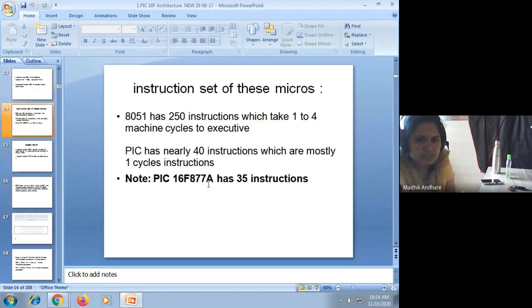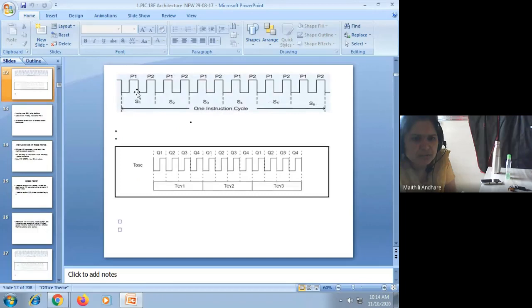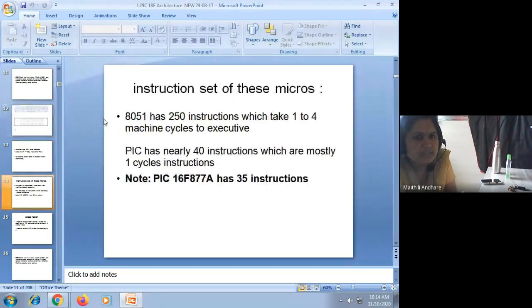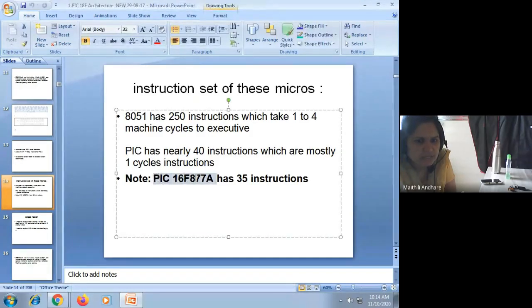This is already studied in the 8051 microcontroller. In the 8051 microcontroller, the clock pulse is divided by 12, so we always do the calculation as crystal frequency divided by 12. Here it is divided by 4. So PIC18F8, this is a series of the PIC family, has only 35 instructions. Most PICs have 40 or 50 instructions, depending upon the family. And mostly all instructions execute in one cycle. One cycle is required to execute a particular instruction.